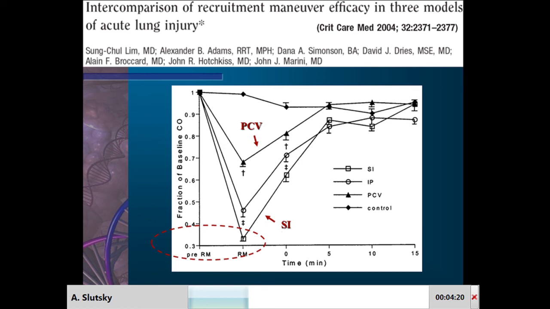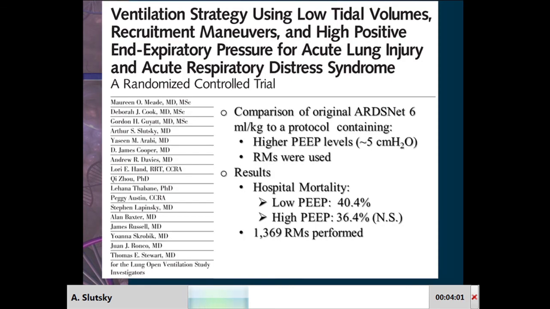This is a sustained inflation to 40 centimeters of water. The cardiac output dropped by 65%. That's a huge decrease, obviously, in cardiac output, and a big concern. And we know that in patients, a drop in blood pressure and a drop in cardiac output is one thing to worry about.